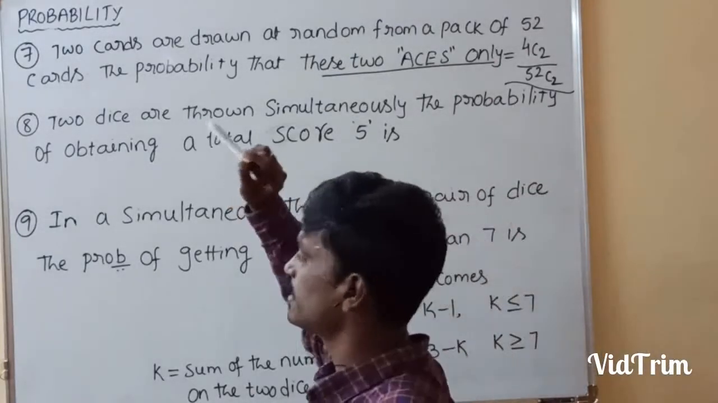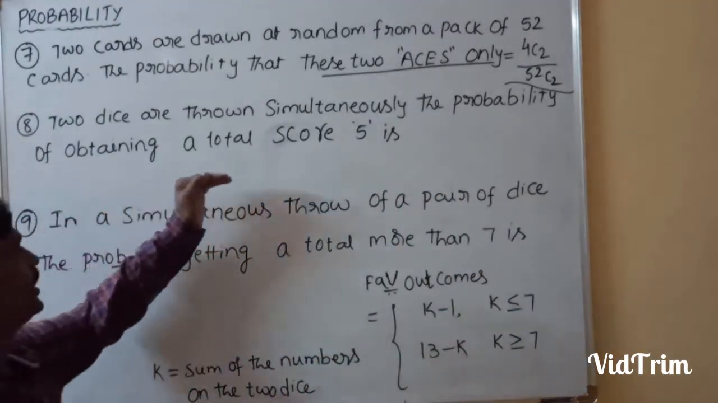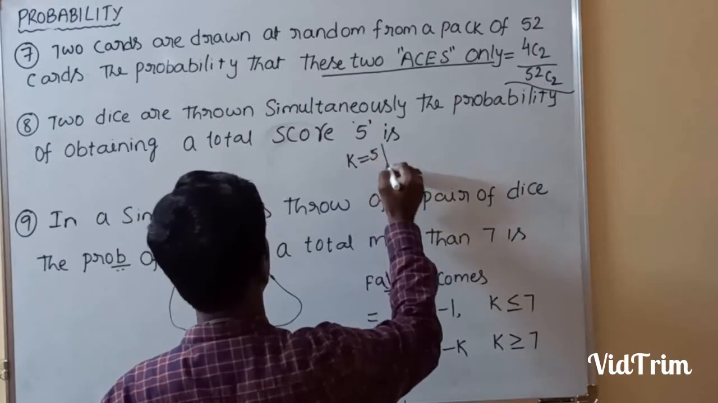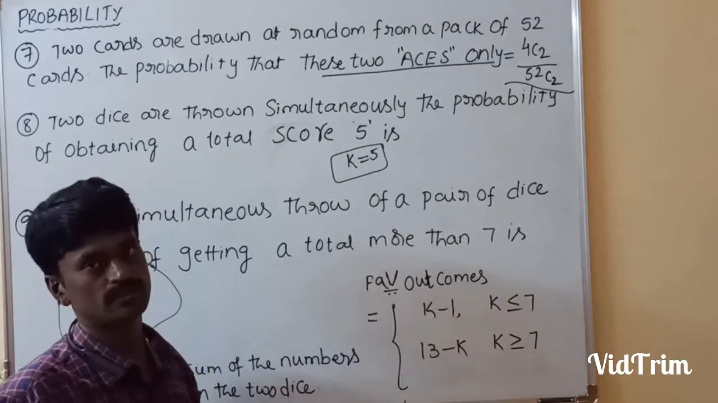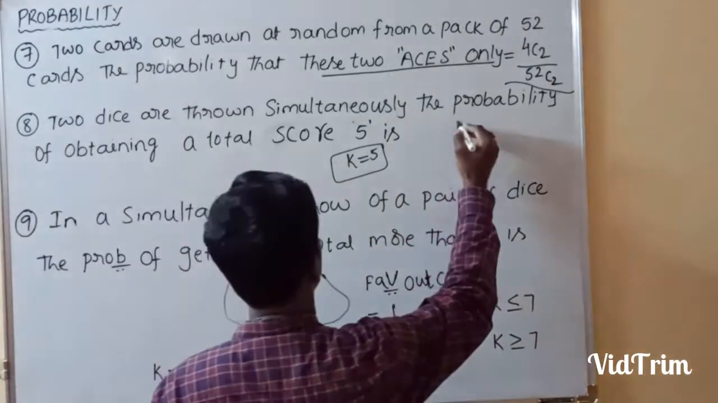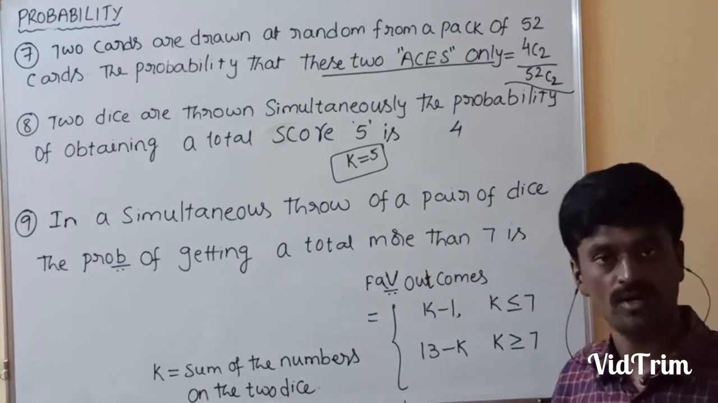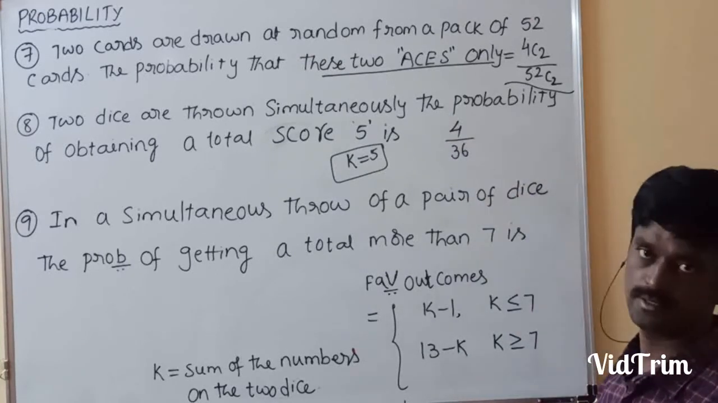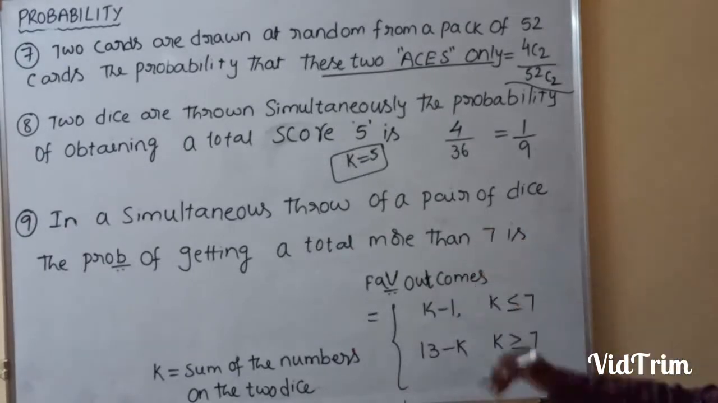Next. Now look at the problem. 2 dice are thrown simultaneously. The probability of obtaining a total score of 5. Now k value is how much in this case? 5. So k value 5 means the first condition is satisfied. So how many favorable outcomes? k minus 1, so 5 minus 1 is how much? 4. That means there are 4 outcomes favorable to the sum 5. What are those? 1, 4; 2, 3; 3, 2; 4, 1. Divided by the total number of outcomes, 6 into 6, 36. So 4 by 36 is how much? 1 by 9. Over.